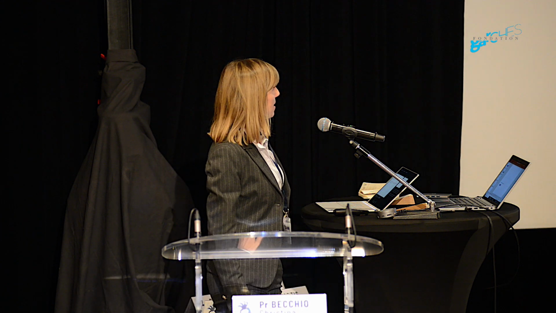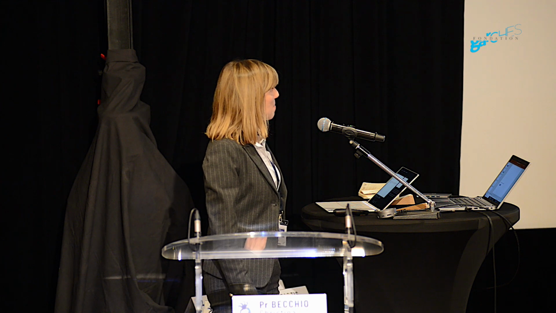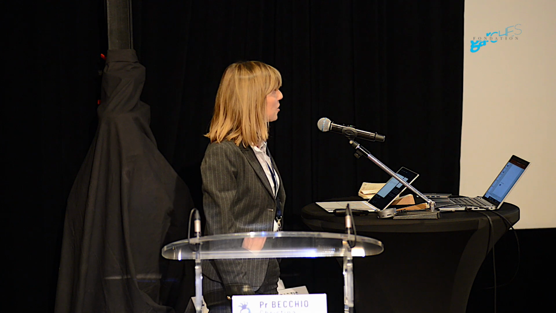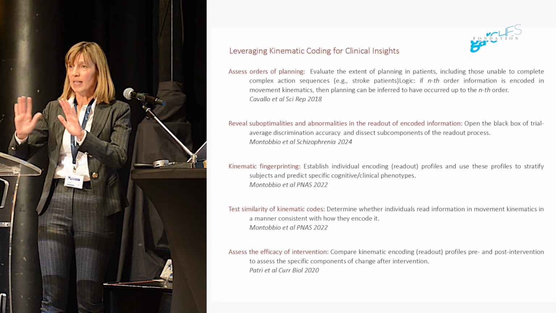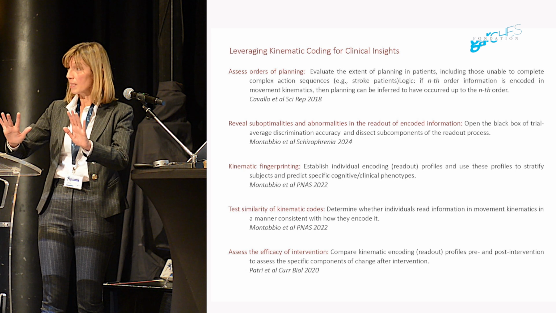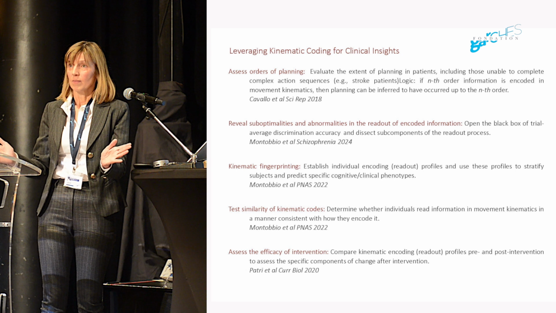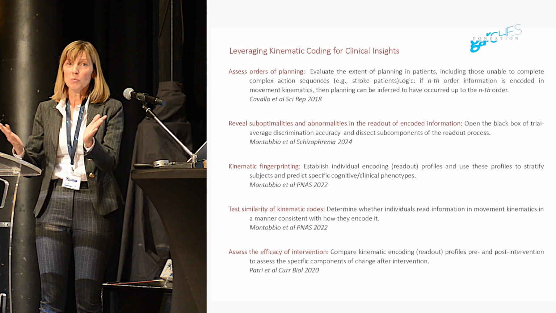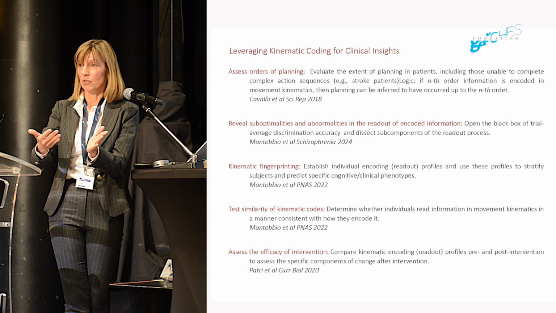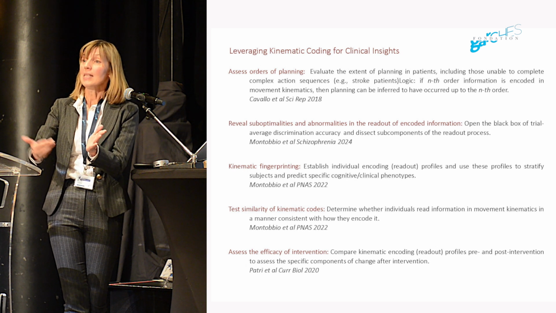Another interesting question could be about suboptimalities and abnormalities in the readout of encoded information. I hope I have convinced you with what I've shown before that this approach really makes it possible to open what can be described as the black box of trial average discrimination accuracy. You ask participants to perform the task I've shown you before, so discriminate intention from observing reach to grasp movements. And what you see is that the participant is at chance. This is the information that you get if you simply analyze accuracy, so fraction correct. But why? It could be because the participant is not reading any information, or it could be because the participant is reading, but in the incorrect way.